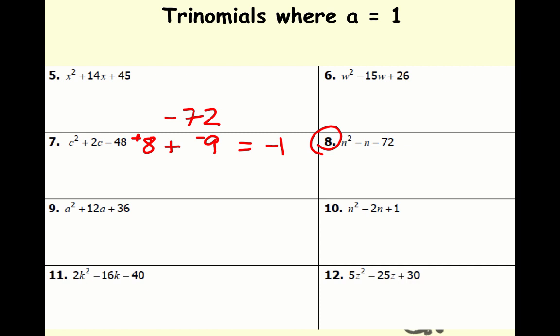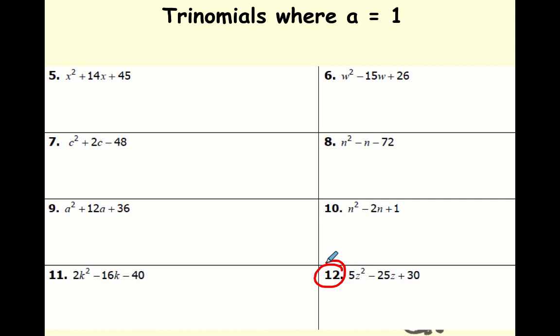So I know that in order to get a trinomial, I have to multiply two binomials. I know it has to be n times n to get me n squared. And I know that one of these has to be positive 8 and one of these has to be negative 9. Okay, now we're going to look at number 12.